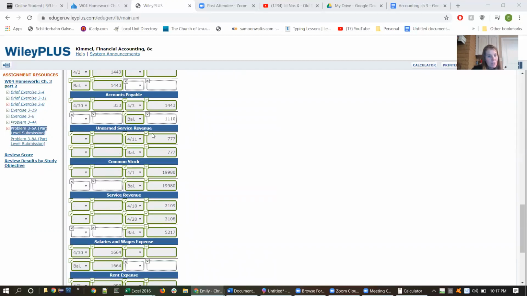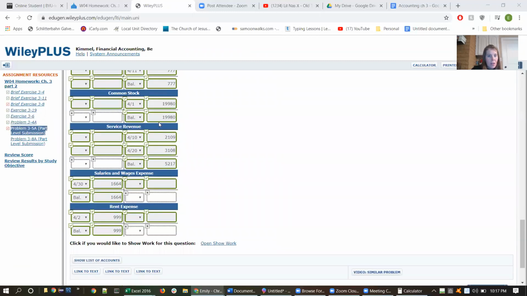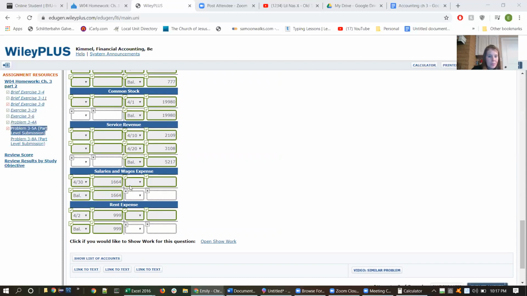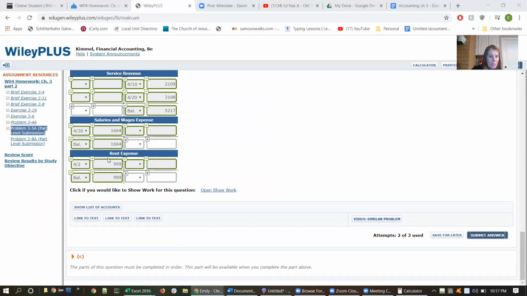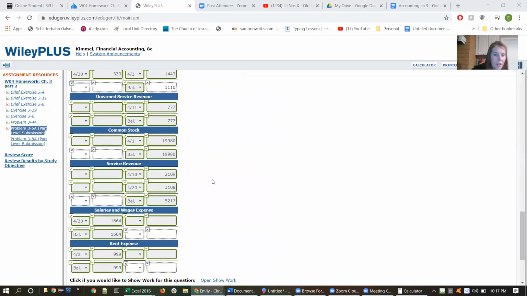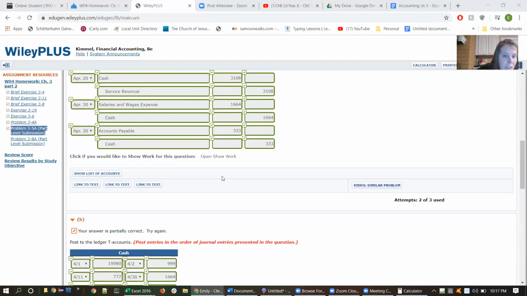For unearned service revenue, you just bring the balance down. In common stock, bring the balance down. Service revenue, you're going to add up these two balances and bring them down. For wages, that one is also going to be brought down, but it's going to be a debit. And for rent expense, also it's going to be a debit, and you just bring the balance down. So that's pretty much how that one's done.